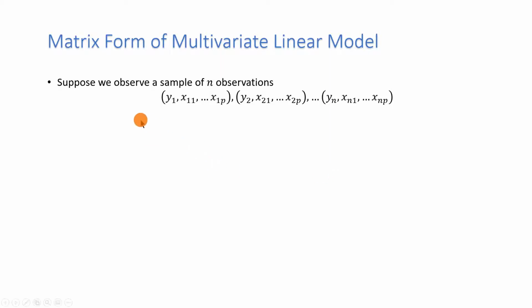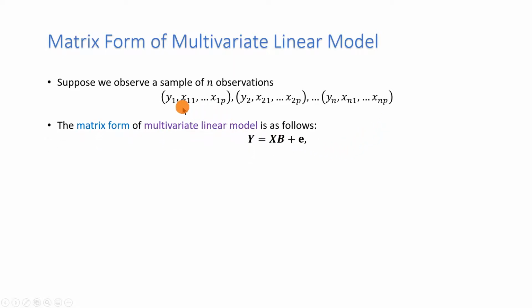Right? Suppose that we observe a random sample of n observations, y1, x11 to x1p, right? Which indicates observation number 1: you have one value of y, and the p values of your p covariates in the data set. And also for the second observation, we just replace 1 with 2. And until we have n observations, right? The nth observation, we just replace 1 or 2 with n, okay?